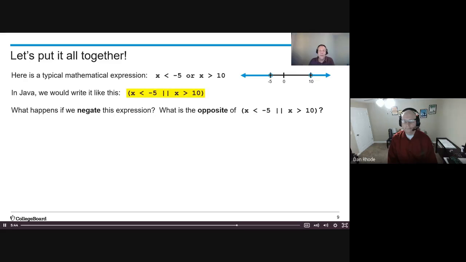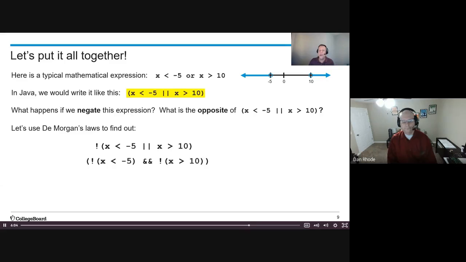Well, I'm going to negate it. So when I negate it, can I use DeMorgan's law? Sure. So here is not x less than -5 or x greater than 10. What happens using DeMorgan's law? I distribute the negative, or distribute the not, and I flip the or to an and. So not x less than -5 and not x greater than 10. Now what happens? Well, when I distribute the nots to each one of these, this becomes x greater than or equal to -5 and x less than or equal to 10. So when I distributed the not, the less than became greater than or equal to, and the greater than became less than or equal to.